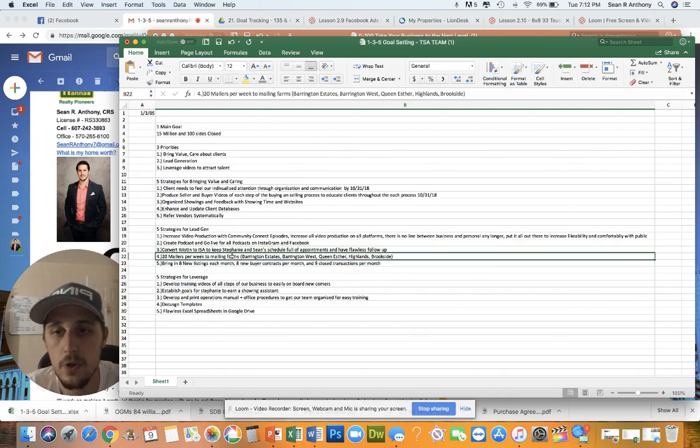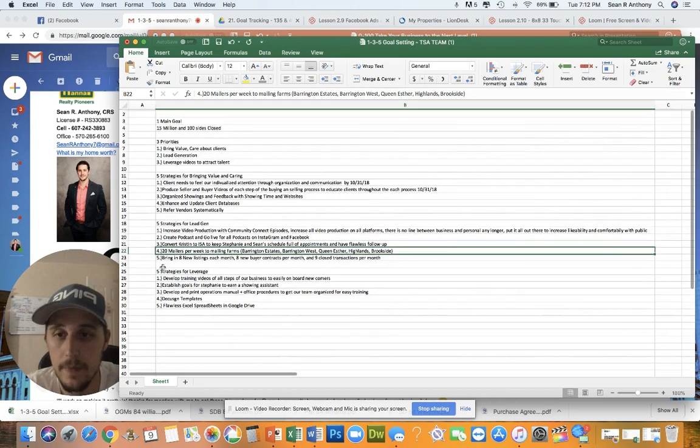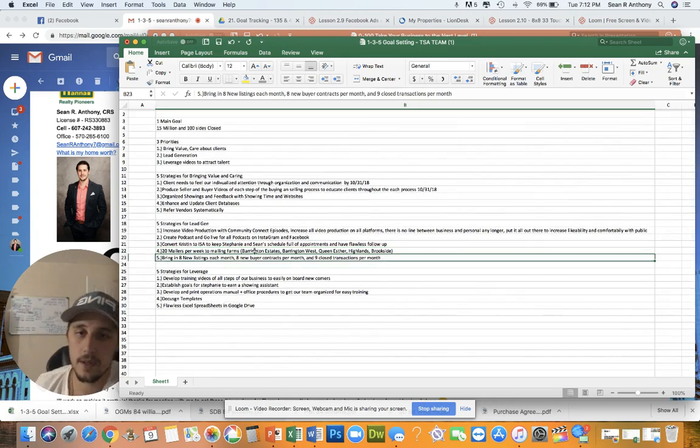20 mailers per week to the mailing farms. There's just four different subdivisions. They're getting 20 mailers per week. Bring in eight new listings each month, eight new buyer contracts per month, and nine closed transactions per month. That's the strategies for lead gen.